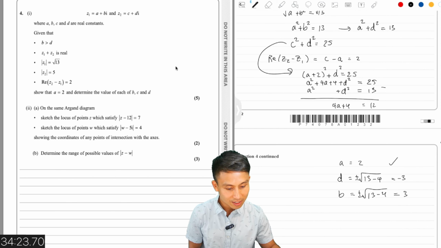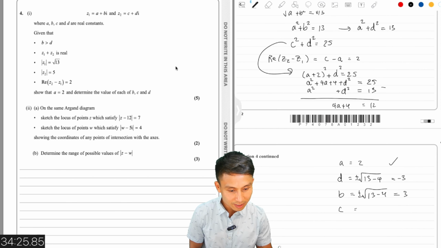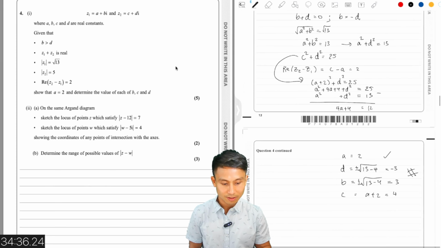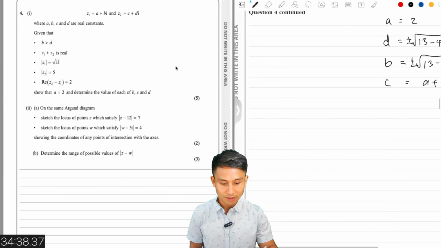B, C, and D. Oh, C then. C is a plus 2, so that's just 4, right? Because a is 2. Yeah? Okay, so I think I got everything there. B greater than D. Yep, that's fine.